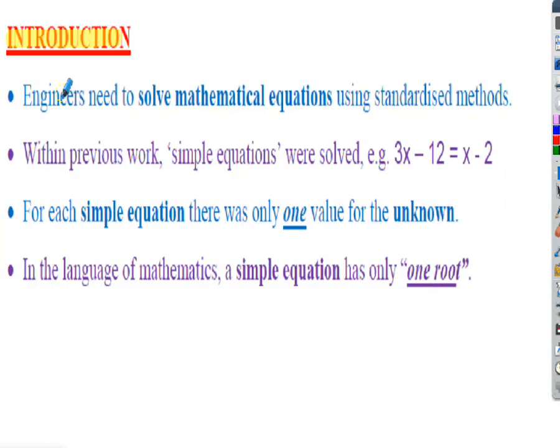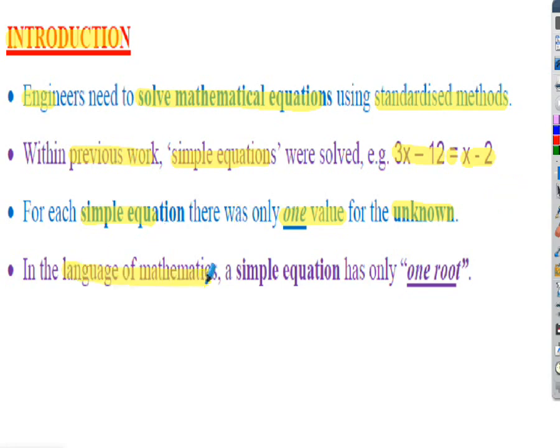Brief introduction. Engineers often solve mathematical equations using various standard methods. Within a previous presentation we looked at solving what are called simple equations, something of the form 3x minus 12 is equal to x minus 2. In a simple equation there is only one unknown. There's one value to be found for the one unknown. In the above equation the unknown is x.